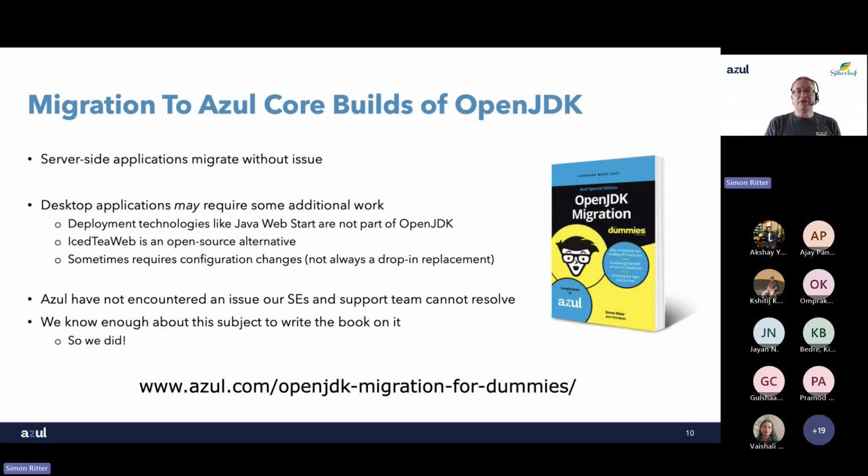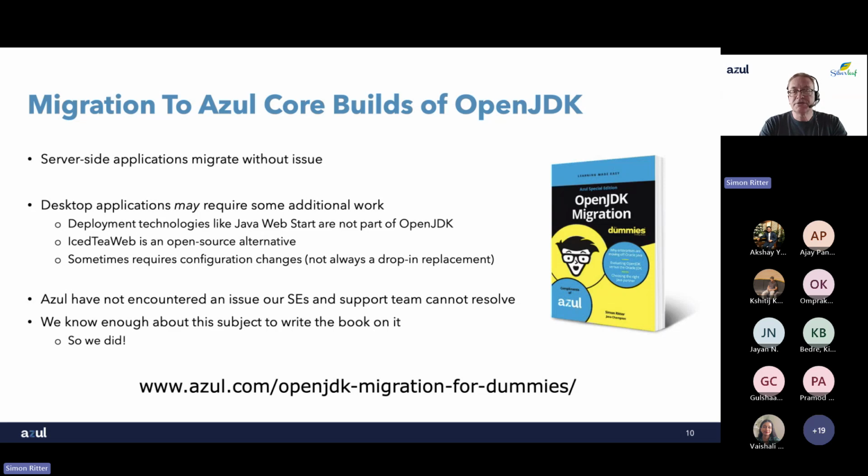And again, what we've done to help people understand this is we actually wrote a book. So I wrote the OpenJDK Migration for Dummies guide, and this goes through all of the details that I've just spoken about and explains how to approach the migration, how to plan for it, some of the things you might need to look at, because we talked about the desktop deployment technologies, things like Java Web Start, applets, that may require a little bit more work because it's not necessarily a drop-in replacement in the same way, because it's outside of OpenJDK. Then all of that is detailed in this book.